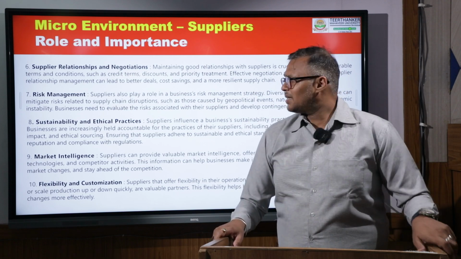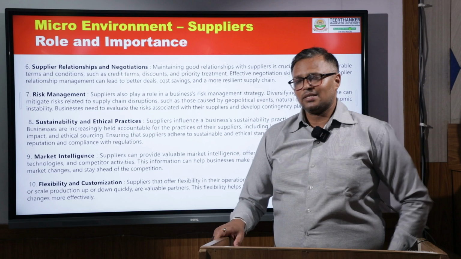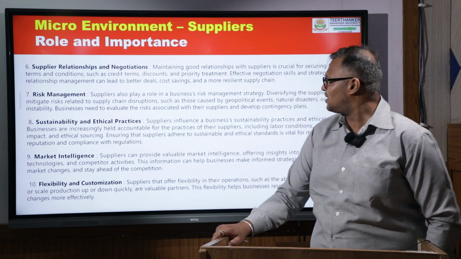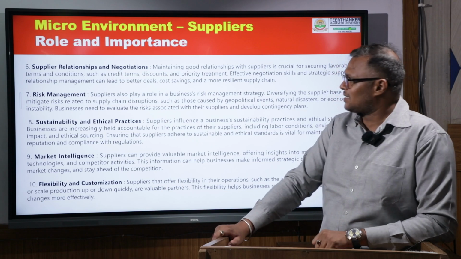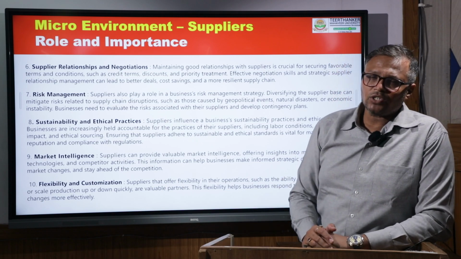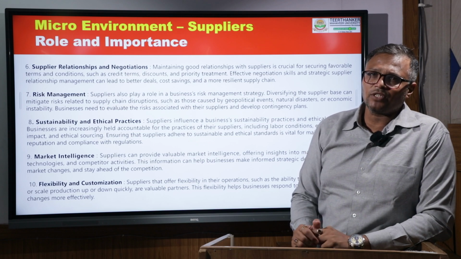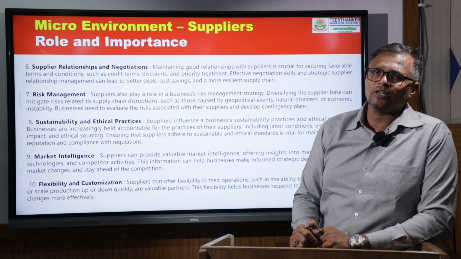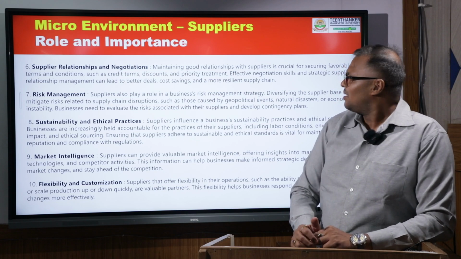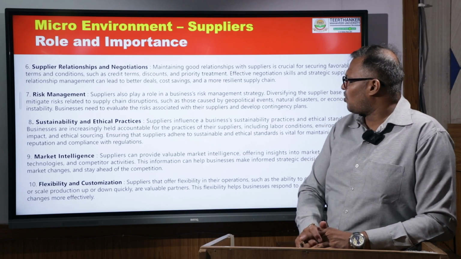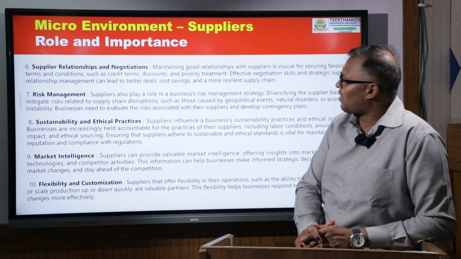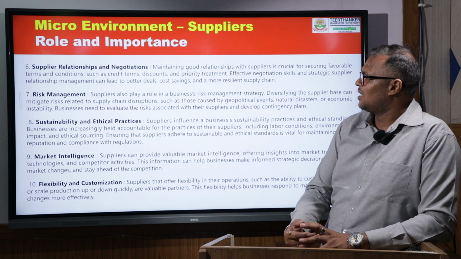The next important parameter is sustainability and ethical practices. Sustainability and ethical practices represent that the supplier influences the business's sustainability and practices very strongly. Businesses these days are strongly focusing on those practices which will help them lead the organization for a very long time. Additionally, they are also checking all those ethical practices, related either to labor conditions, to the environmental impact, or to other reasons.